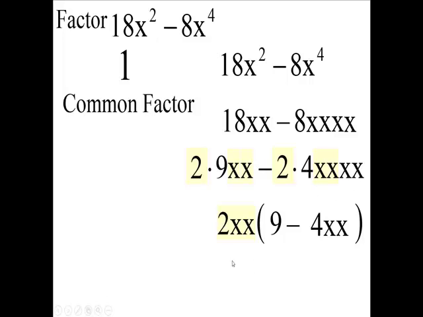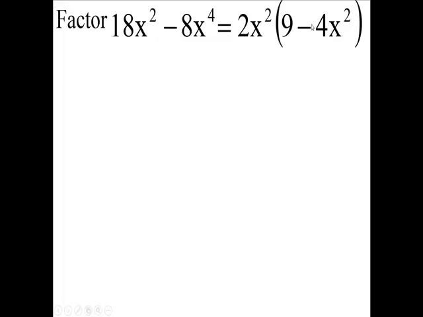How would I write this yellow? 2x squared. You say 9 minus what? Not 4x, but 4x squared. So we could rewrite this, factoring out 2x squared like this, okay?